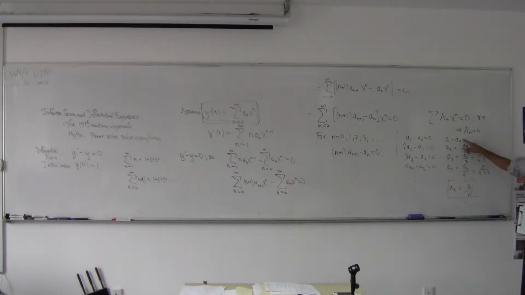Oh, and actually, a_1 is a_0. So I should go back. I can go back even farther. So a_n is actually a_0, right? Because this is a_0 over 2. This is a_0 over 3 factorial. This is a_0 over 4 factorial.